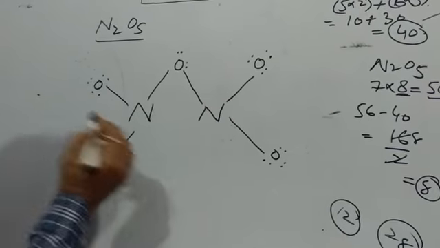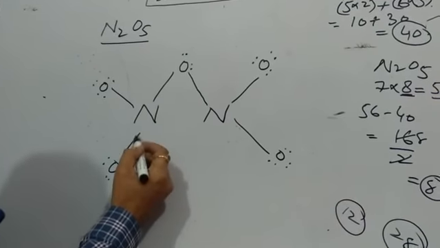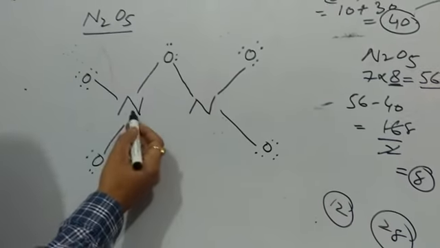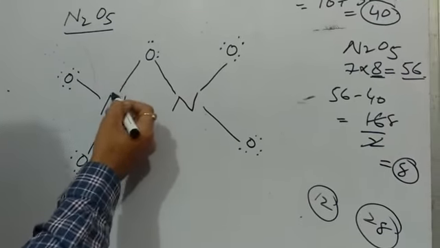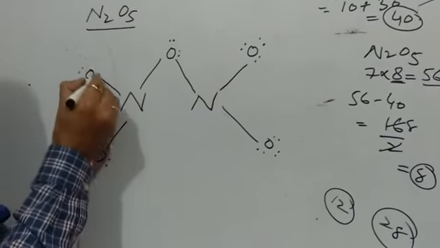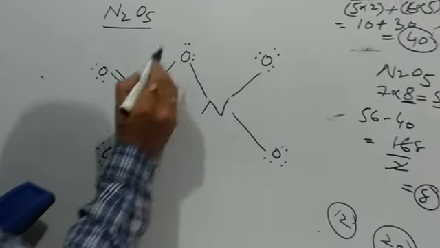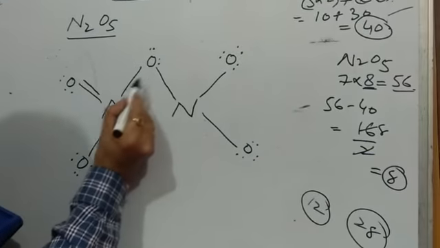This has been stabilized. 6 plus 2, 8. 6 plus 2, 8. What about this nitrogen atom? It has 2 here and 2 here. That is 4. It is not stable. So how can we make it stable? We will shift these 2 electrons here. Now it will become stable. Coming to this oxygen, 2 plus 2, 4, 4 plus 2, this is stable.